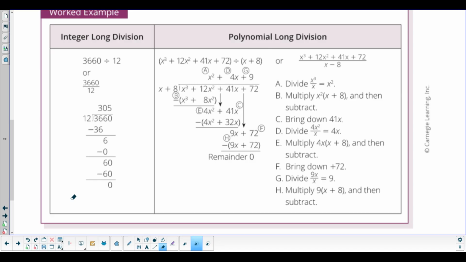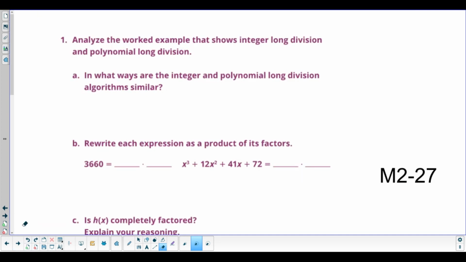Okay, hopefully you have some idea of what's going on. The biggest trick for me to figure out is, instead of looking at this big polynomial and thinking about all these different coefficients and variables with exponents, just think about these as the places of a larger integer, right? Your 3, your 6, and your 0, right? Each one of those is kind of just like one of these terms, okay? And so we're going to answer these questions on the next page to help us analyze that.